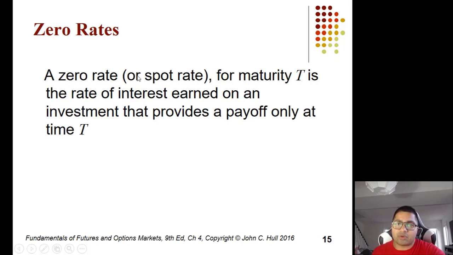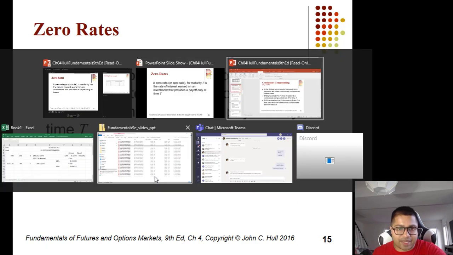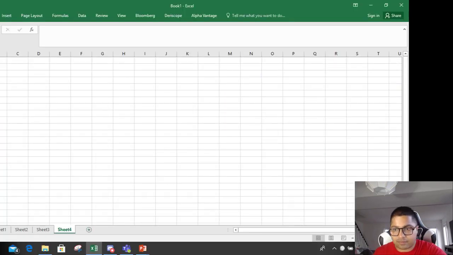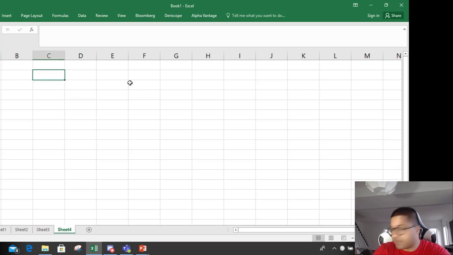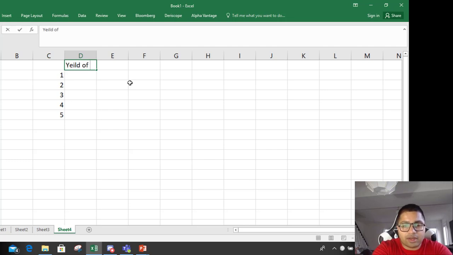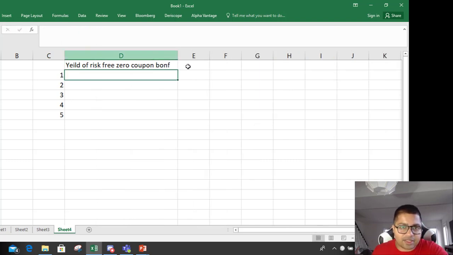So what is a zero rate? A zero rate is the zero coupon bond rate, the risk-free zero coupon bond rate that you are getting for a particular time frame. What does that mean? It means if this is given to you, like 1, 2, 3, 4, 5, we are dealing with 5-year zero coupon bonds, and the yield of risk-free zero coupon bonds.